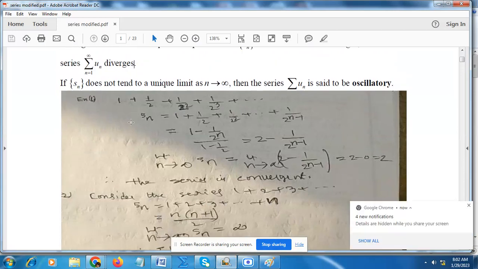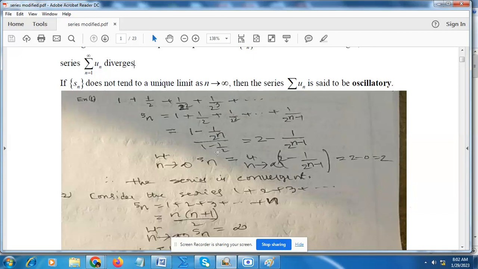Example, 1 plus 1 by 2 plus 1 by 2 square plus 1 by 2 cube plus so on. To discuss the convergence of this infinite series, first you consider the nth partial sum. That is u1 plus u2 plus so on plus un. That is 1 plus 1 by 2 plus 1 by 2 square plus so on plus 1 by 2 power n minus 1. This is the nth partial sum.